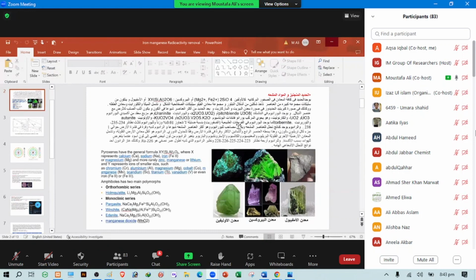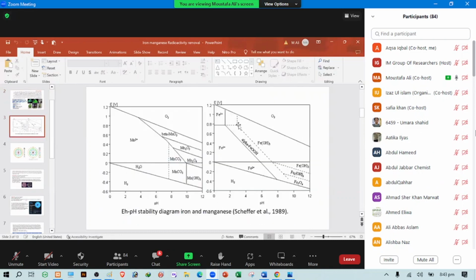The third application is the removal of iron, manganese, cadmium, arsenic, most toxic divalent species, lead, and radioactive species like radium, uranium, and thorium.